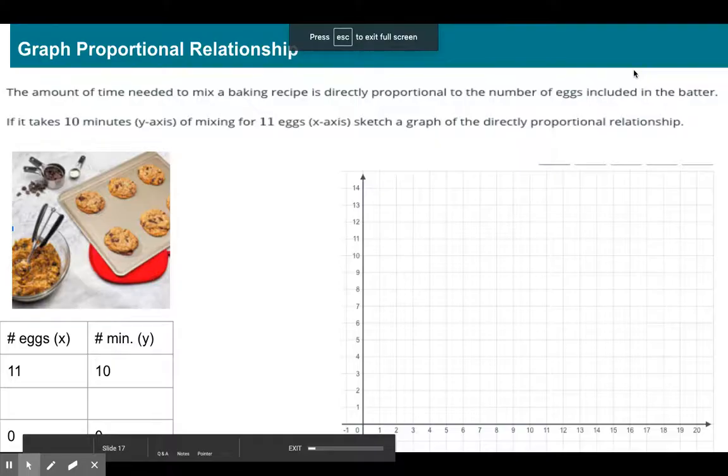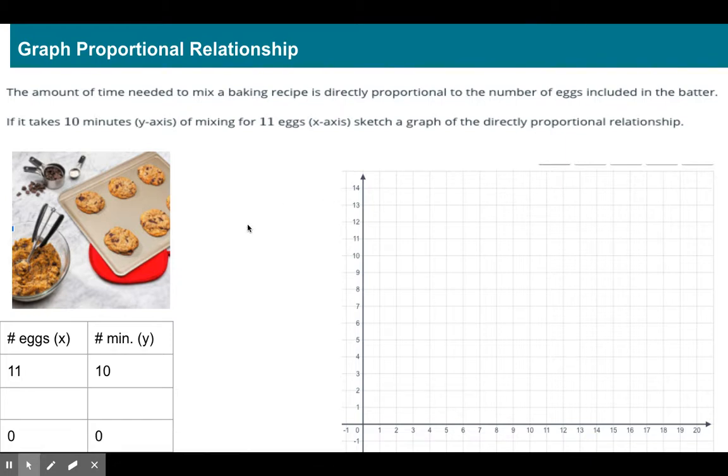For question 3, we are going to graph a proportional relationship. In this situation, the amount of time needed in a baking recipe is directly proportional to the number of eggs included in the batter. If it takes 10 minutes, which is on the y-axis, of mixing 11 eggs, which is on the x-axis, sketch a graph of the directly proportional relationship.